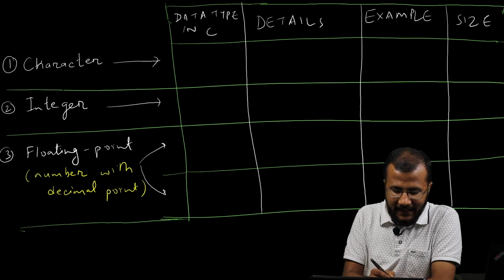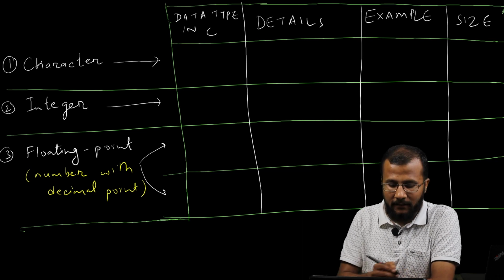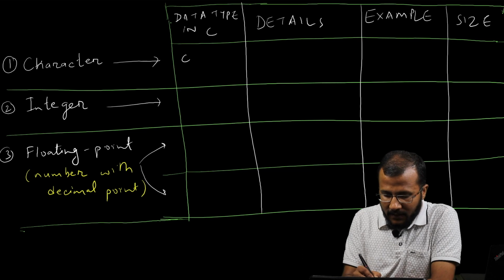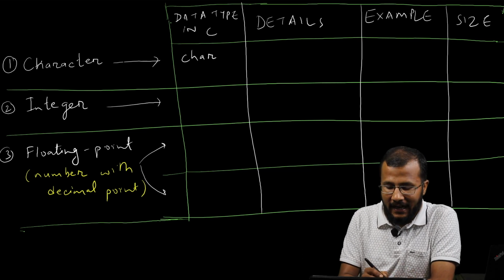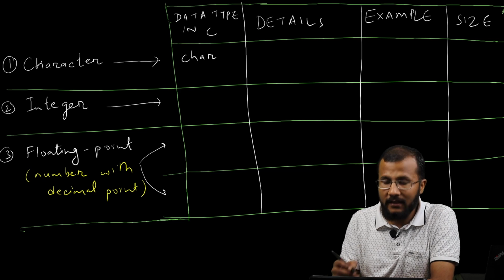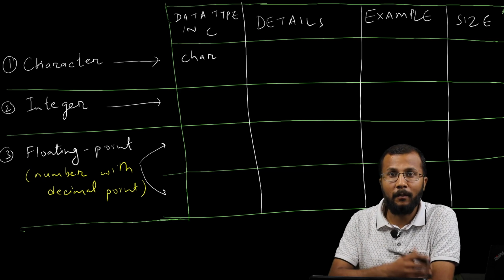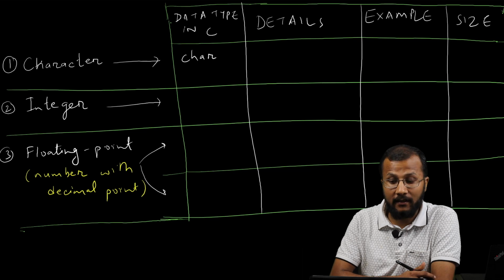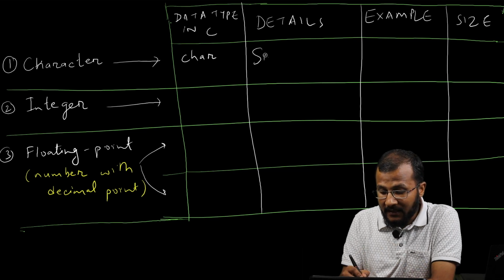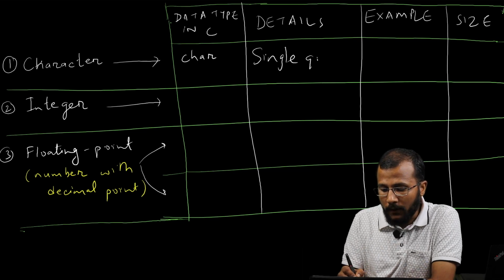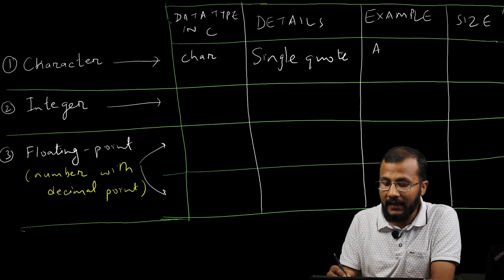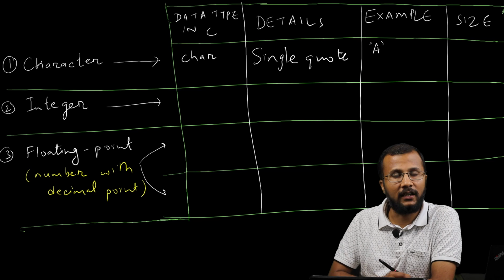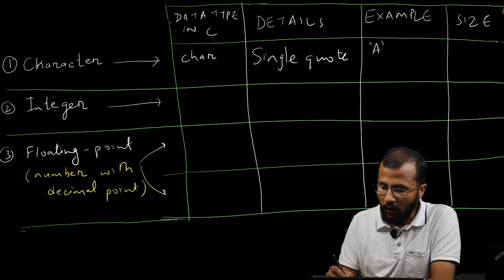The first one is the character data type, and it is represented using a keyword called char, C-H-A-R in small letters. A character is nothing but the characters that you see on your keyboard, some printable characters and some non-printable characters, and each character is represented using a single quote. So if I want to represent a character A, I have to write A within single quotes. Similarly, all characters are written like that using single quotes.